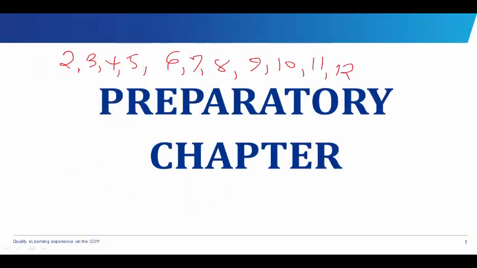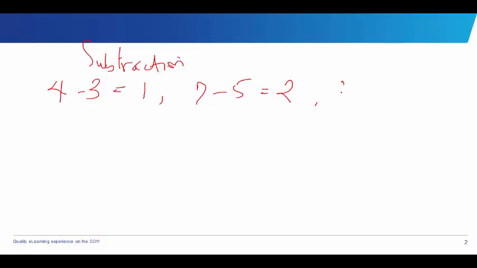Now let's go to subtraction. Now for subtraction, we already know how to subtract single digit numbers. 4 minus 3 is 1. 7 minus 5 will give us 2. 9 minus 6 will give us 3.